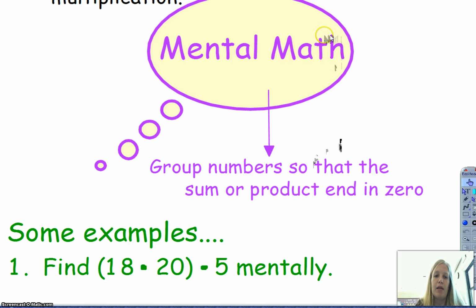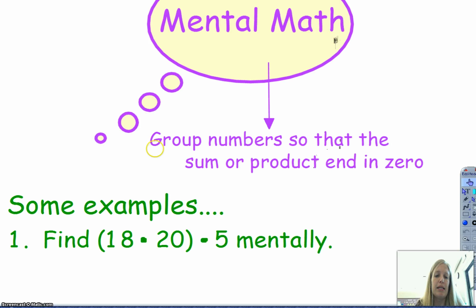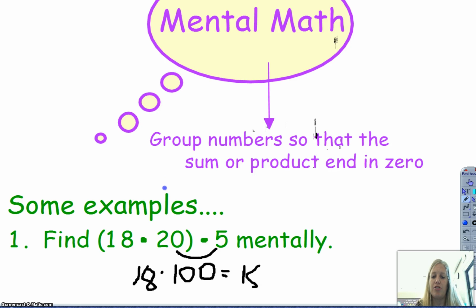Some examples. Number 1, to find this one mentally, you would want to change around the grouping so that it makes it easier to do. So for example, I would do these 2 first because I know that 20 times 5 is 100. And then I know that 100 times 18, so I'll just bring down the times 18. And this is me showing my work, but I'm not using a calculator, and I'm not actually multiplying them out. I know what 18 times 100 is, because it's just 18 with 2 zeros after it, which is 1,800. Again, sorry, I don't have a pen.